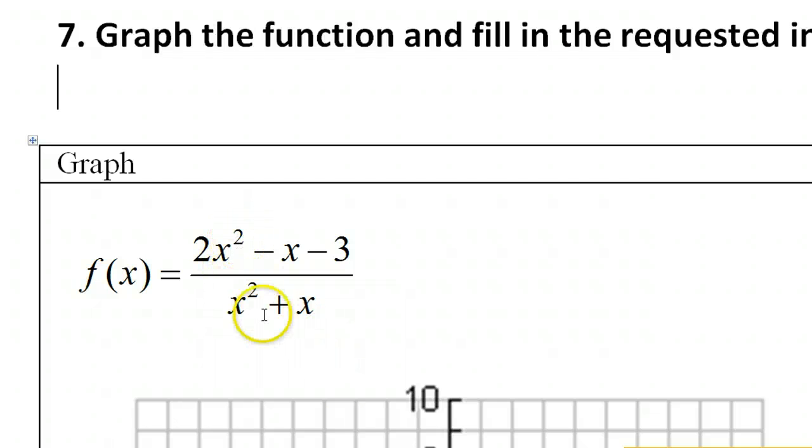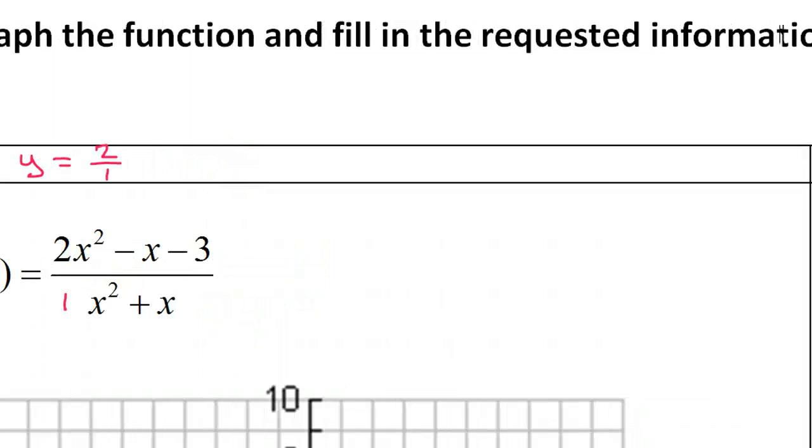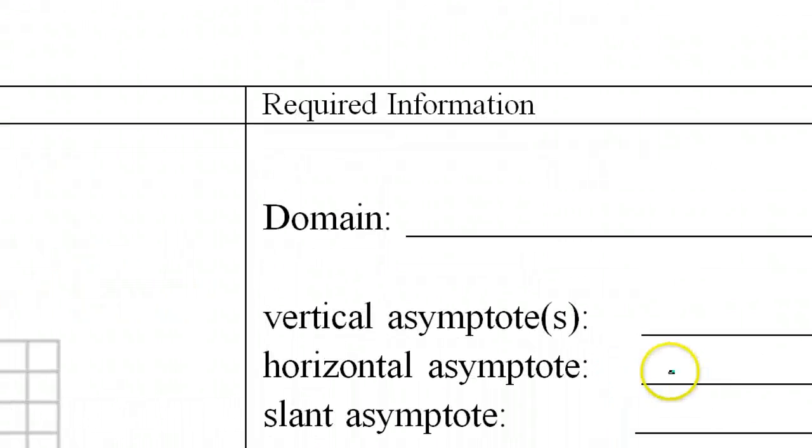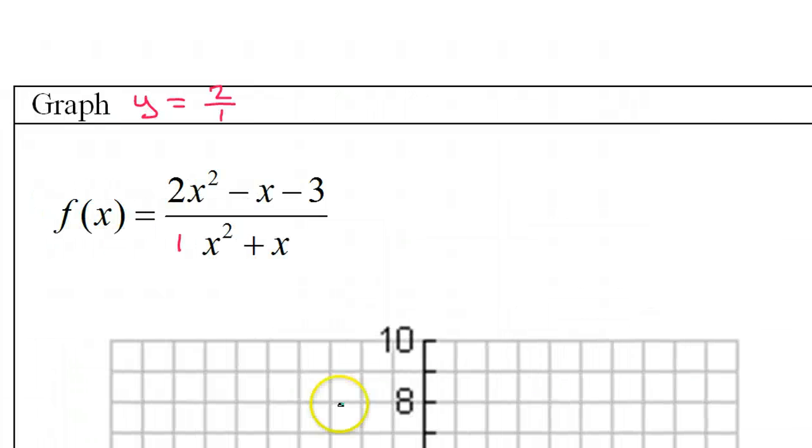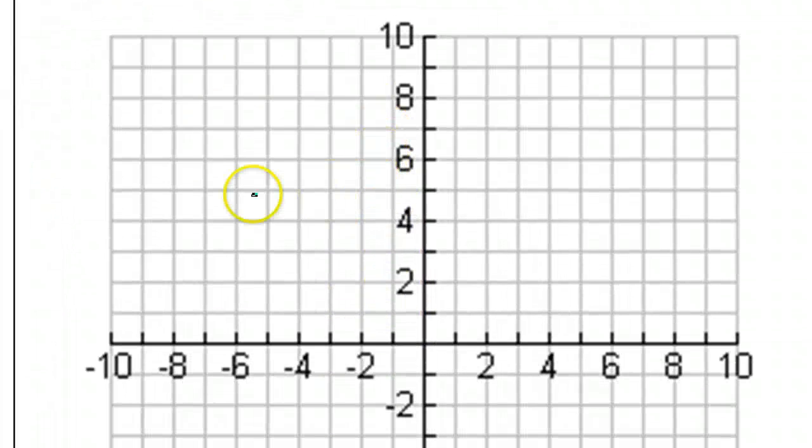The degree of the numerator is 2, the denominator 2. So like we said, since the degrees are equal, we will make our horizontal asymptote using the leading coefficients, which are 2 and 1. So it's like y equals 2 over 1, which of course is just y equals 2. So that is our horizontal asymptote. Y equals 2. Make sure you put y equals, don't just put 2. And let's go ahead and graph that horizontal asymptote.